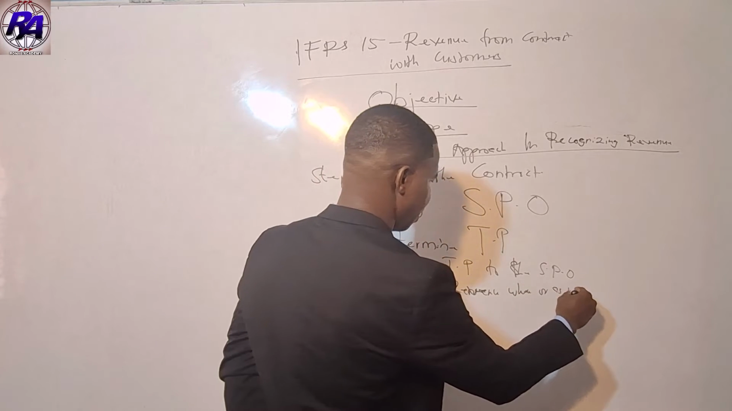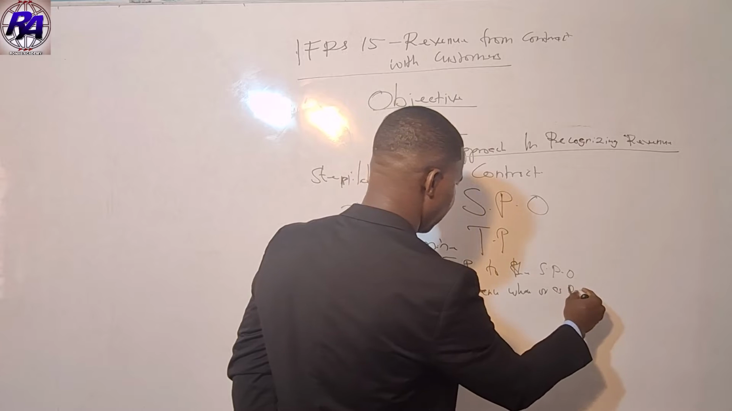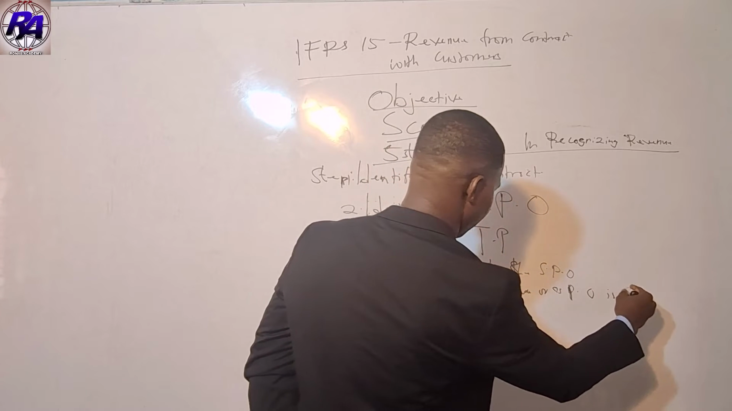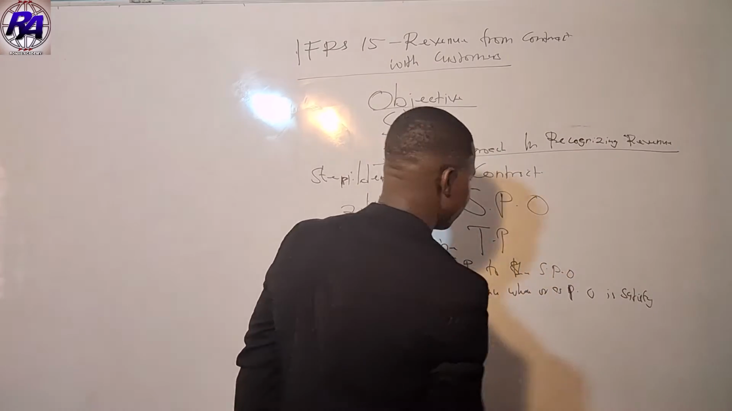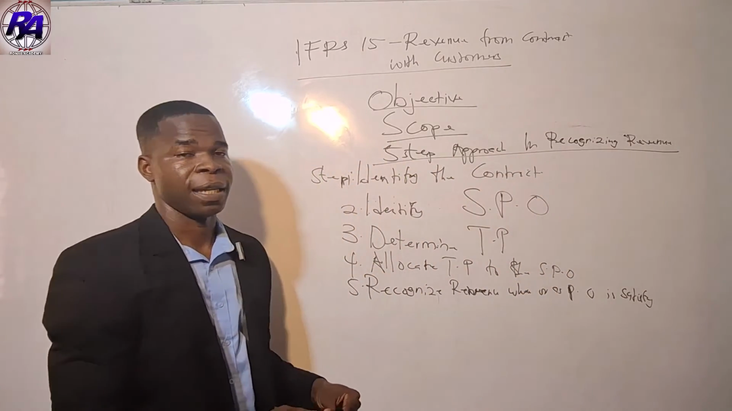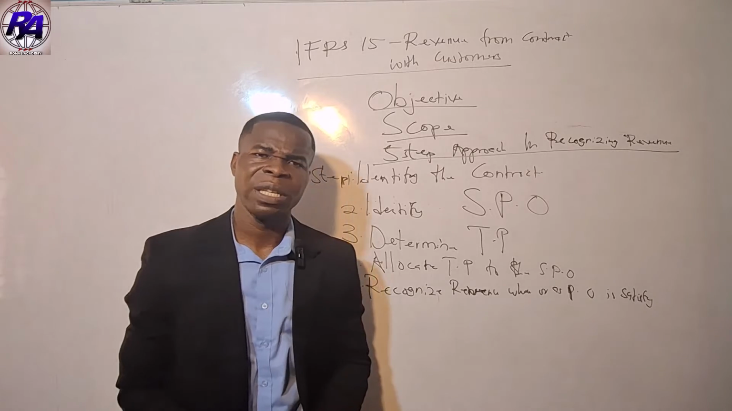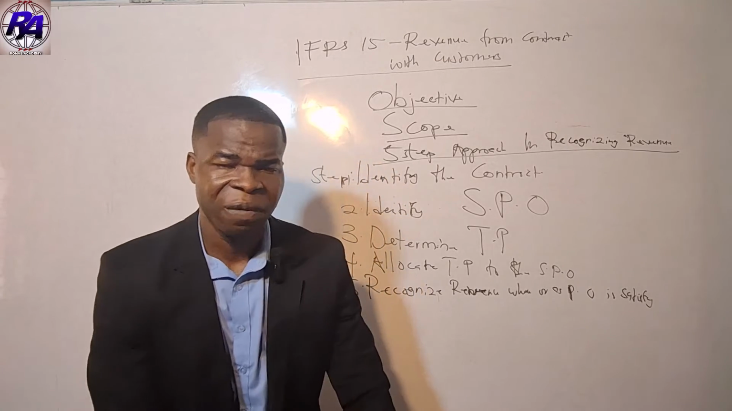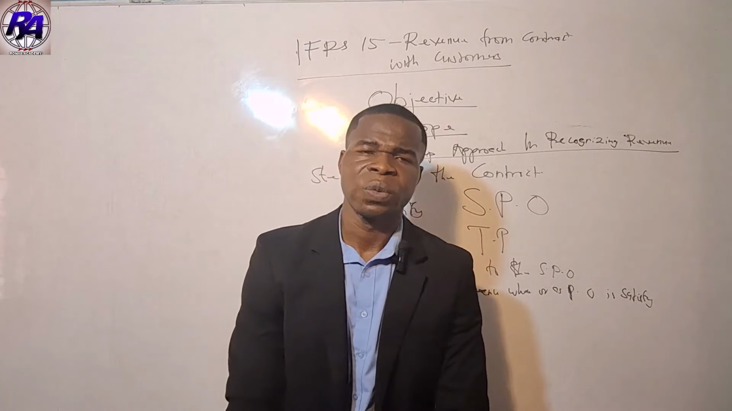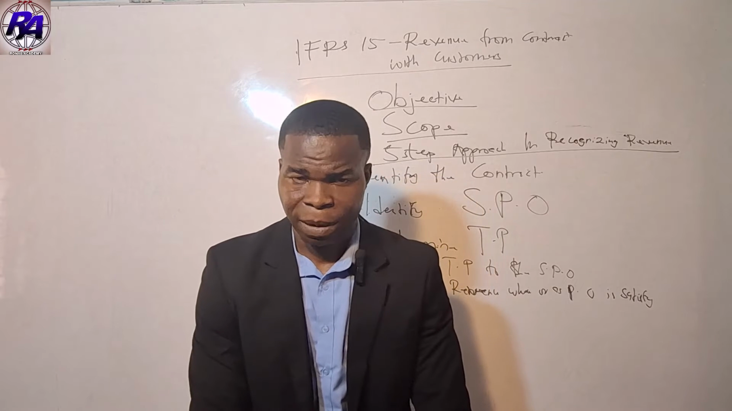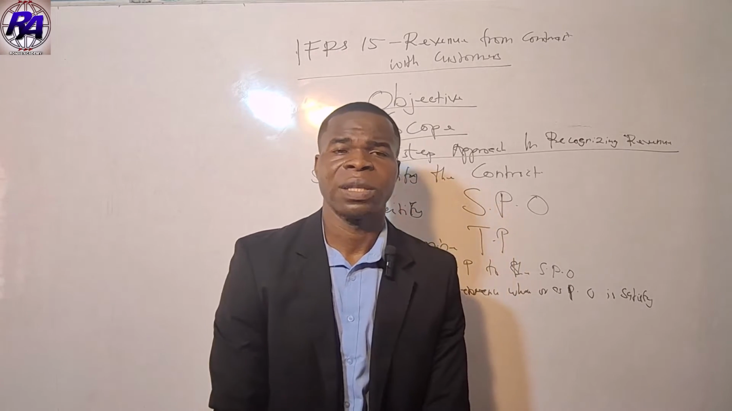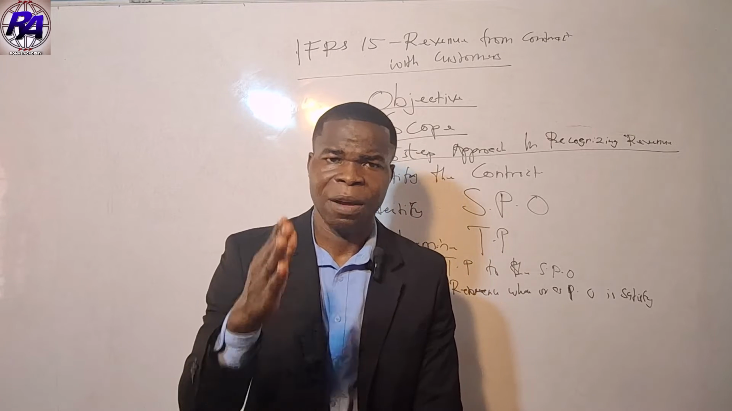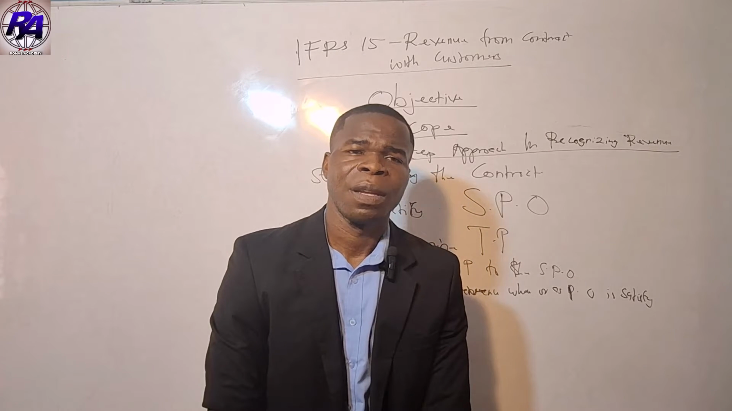Or as performance obligation is satisfied. So this tells us that step 5 is saying that an entity cannot just stand up and then recognize revenue, because we are going to enter into a contract with the customer.